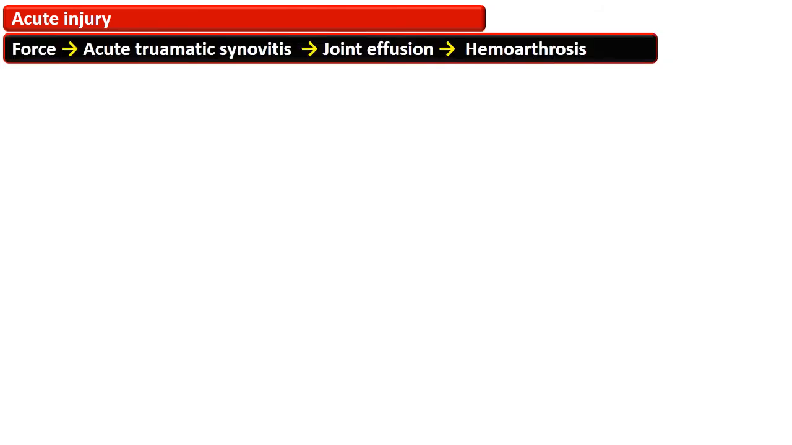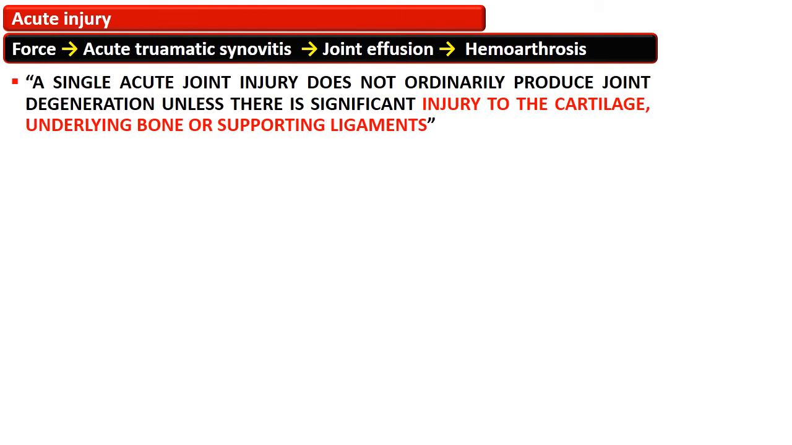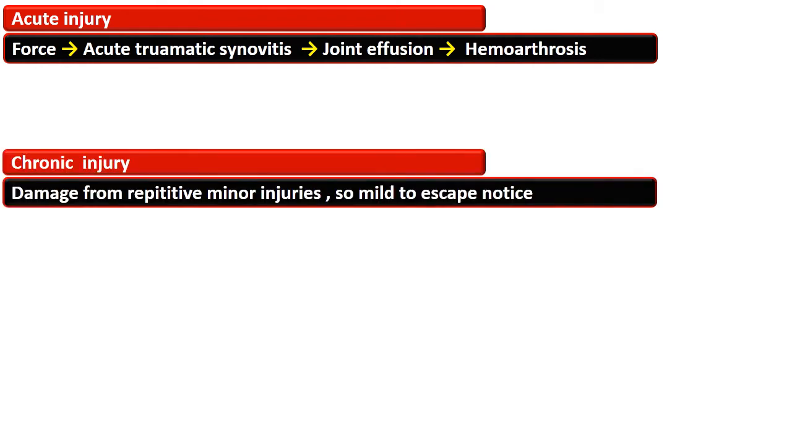The injury to the joint can be acute or chronic. For acute injury, if there is a force applied to the joint, it will result in acute traumatic synovitis, which will result in joint effusion, and finally hemarthrosis develops. A single acute joint injury is not sufficient to produce degenerative joint disease unless there is significant injury to the cartilage, bone, or supportive ligament, or interruption of the joint load or unit load, which we have discussed earlier.